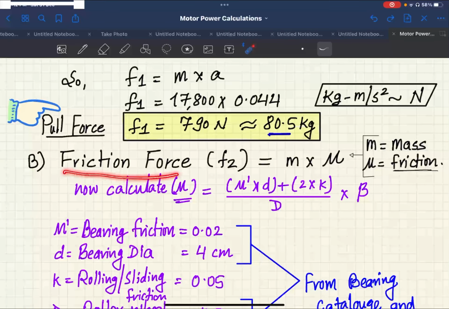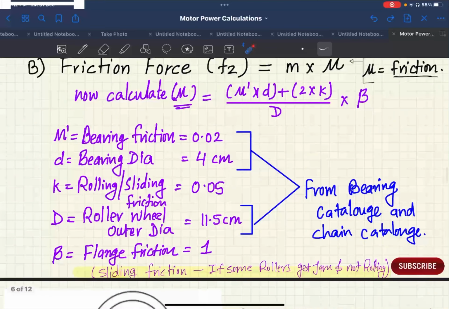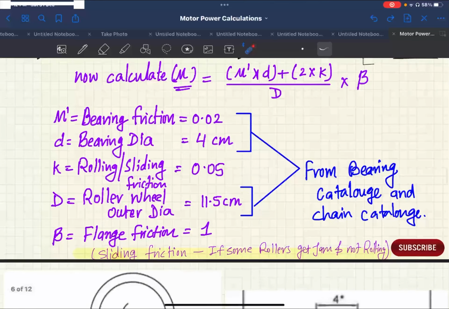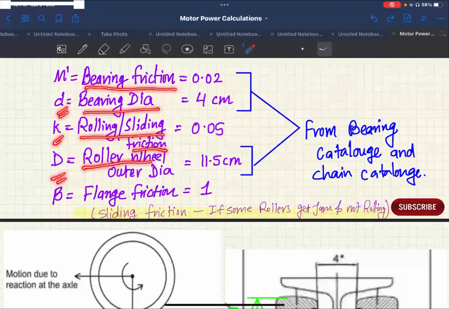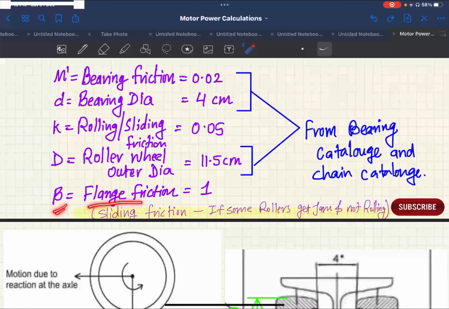Now we will calculate the friction force F2. The formula for friction force is mass into friction. So how to calculate friction? For this, we have a formula: mu dash into small d, plus 2 into k, upon capital D, into beta. So we will see the notations. Mu dash is the bearing friction. Small d is the bearing diameter. K is the rolling or sliding friction. Capital D is the roller wheel outer diameter. Beta is the flange friction. So these are the notations.